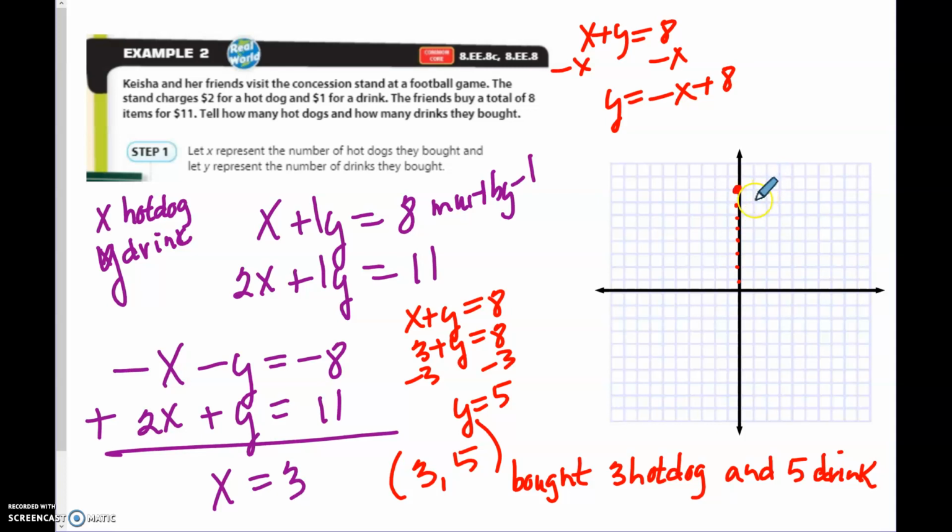And then I have a negative slope. So I'm going down 1 over 1, down 1 over 1, and I get this red line right here. All right, now I'm going to do the blue one. So the blue one would be 2x plus y equals 11. So when I subtract 2x from both sides, I get y equals minus 2x plus 11.